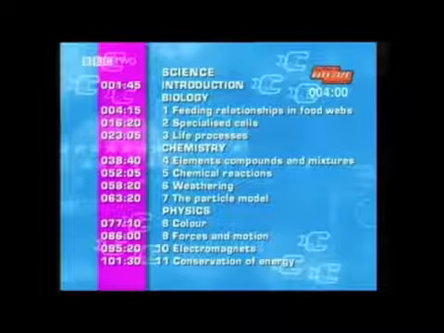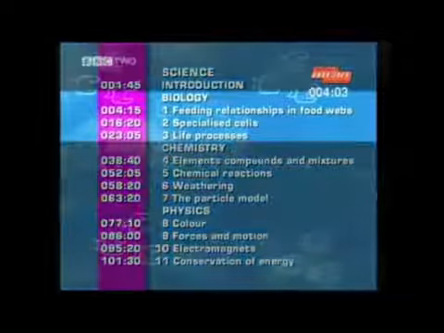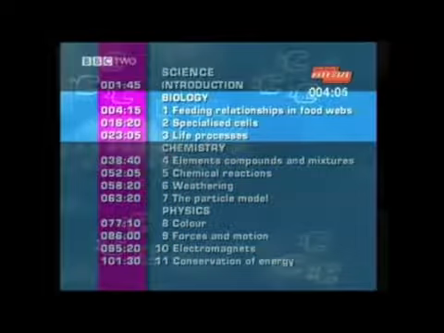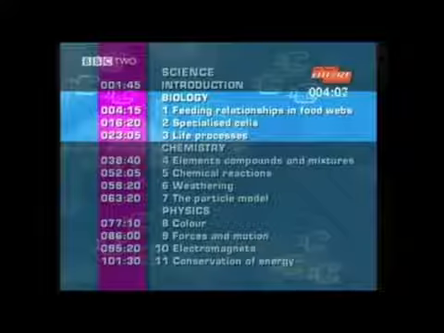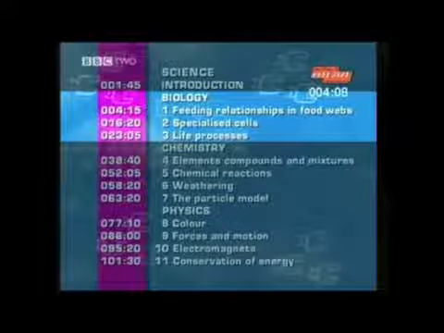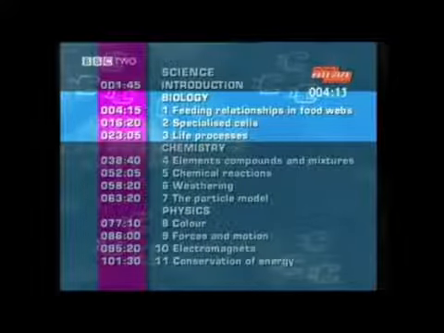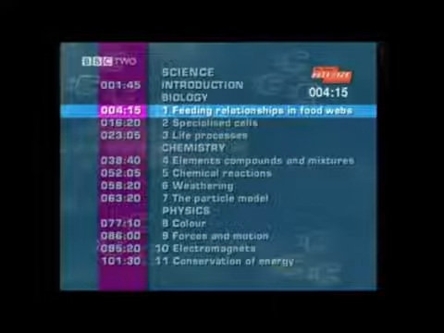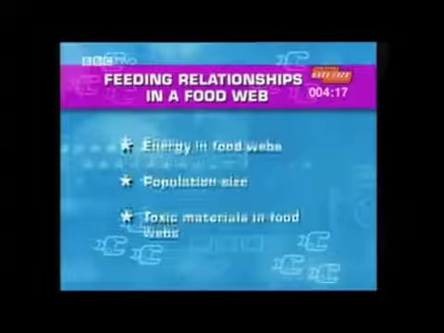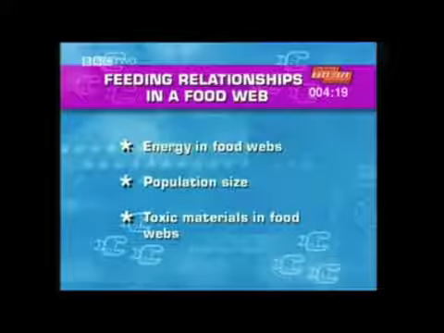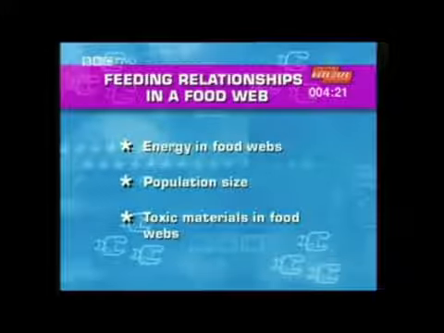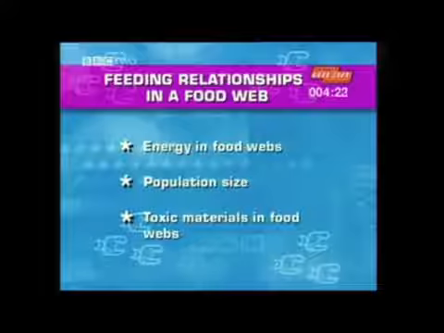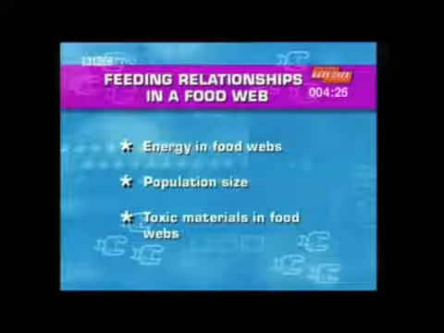The first area we're going to look at is biology. If you're familiar with this section, you may wish to fast forward to the chemistry or the physics sections. The biology sections are split into 3 units, so we'll kick off with feeding relationships in food webs. This unit is split into 3 main sections: energy in food webs, population size, and toxic materials in food webs.